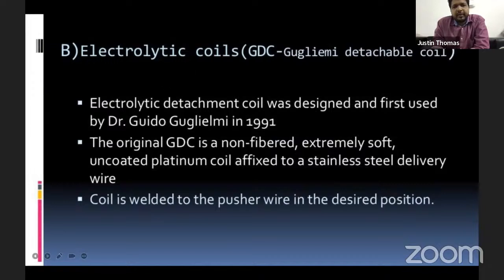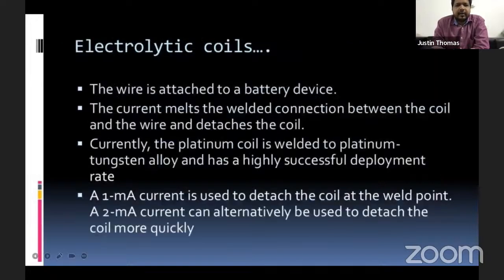The most commonly used in aneurysm is electrolytic detachment. Initially, it was founded by Guglielmi in 1991. The Guglielmi coil is a non-fibered, extremely soft, uncoated platinum coil, which is attached to a stainless steel delivery wire. And this coil is welded to a pusher wire in the desired position. To detach, it is attached to a battery device. Then the current melts this welding and detaches the coil.